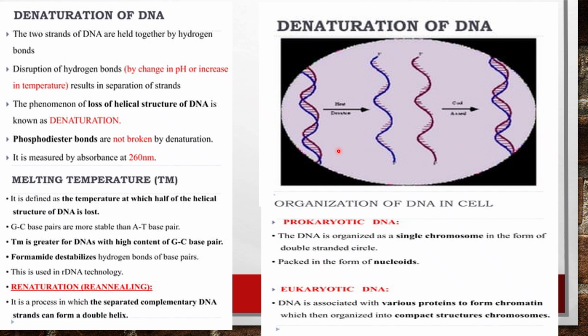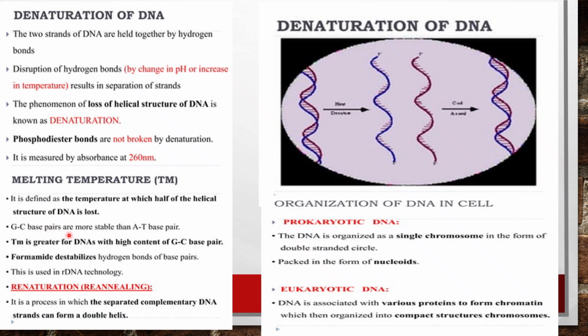And what is the melting temperature? Melting temperature is that temperature at which half of the helical structure of DNA is lost. In any sample of DNA, half of the helical structure of DNA is being lost.